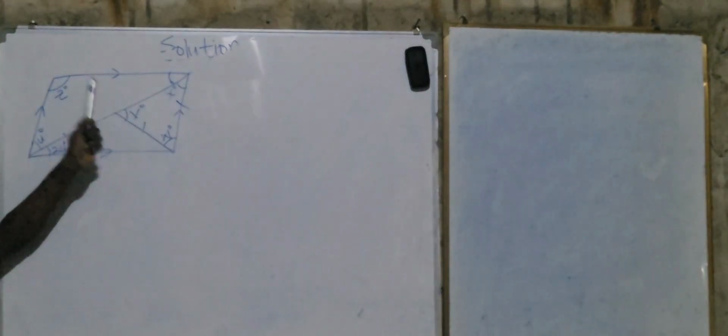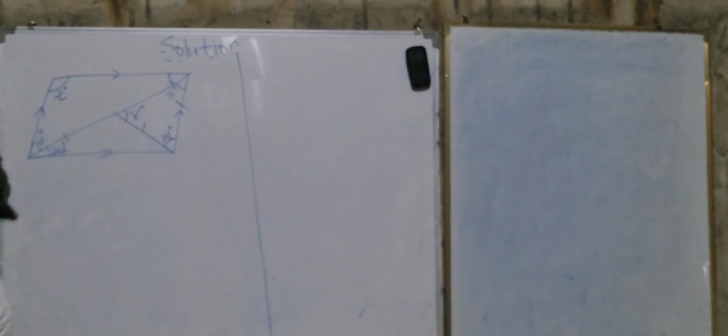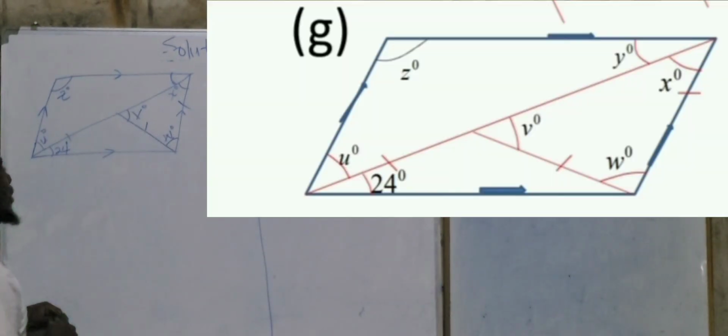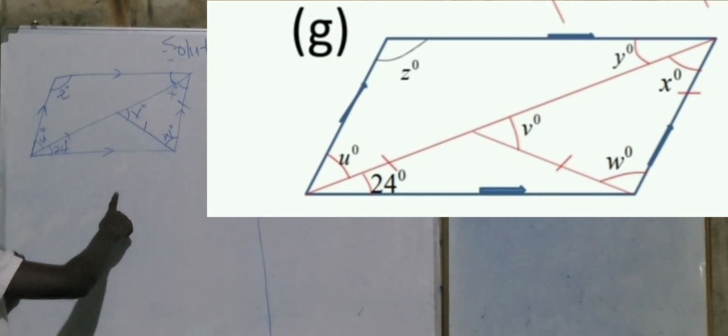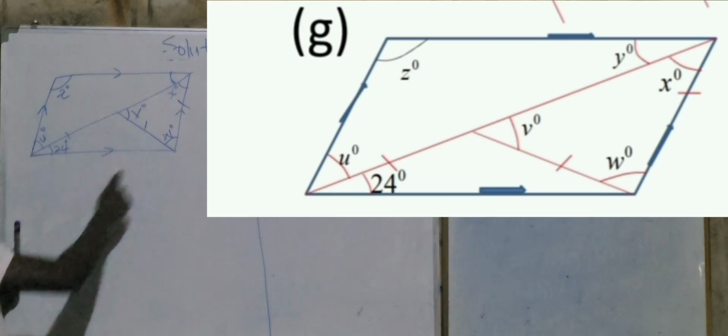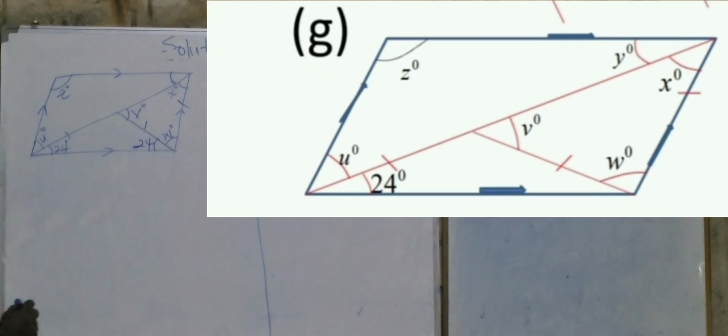Now, looking at this figure here, you are asked to find the unknown, right? Well, there's something here. This line here and this line here, they are equal. It means here is 24, here is also 24. So we put 24 here again.